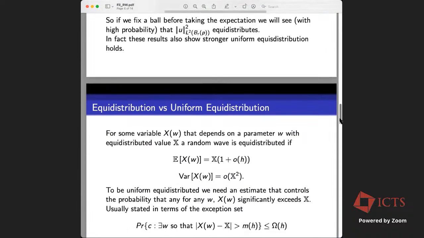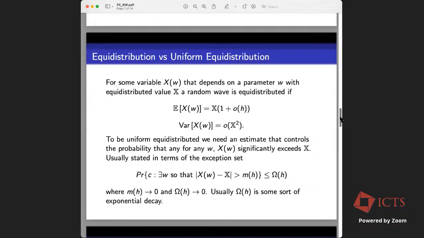But we want to look at the difference between equidistribution and uniform equidistribution. And talking about things like balls is a good way to see it. So say we have some variable x that depends. So x is a random variable, but it has a parameter as well. So for instance, the ball of radius r about p has 2 parameters, p, the center of the ball, and r, the radius. It then has its randomization as well.